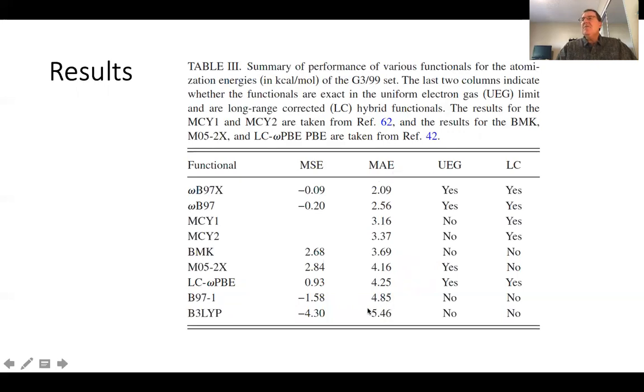And what you see is B3-LYP, our old friend, is at about 5 kcal per mole for this test set. You see that omega B97X, this is not XD, but X, is at about 2. And then you could find M05-2X, which is comparable, as is M06-2X, and it sits down here. So, you know, they're all pretty impressive, but it is the case that, at least in this comparison, omega B97X does better on average.